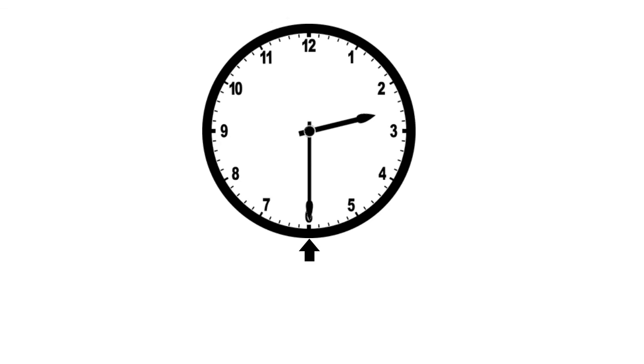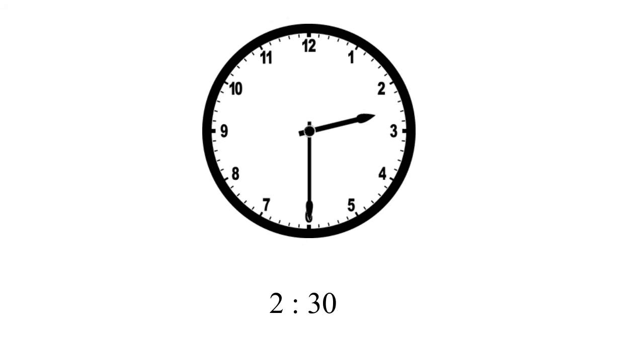So we start at the 12, and we count by 5 to find out how many minutes has passed. So let's count. 5, 10, 15, 20, 25, 30. That means 30 minutes has passed. So what time is the clock showing? 2:30. That is 30 minutes past 2.